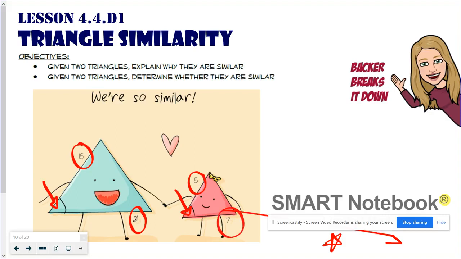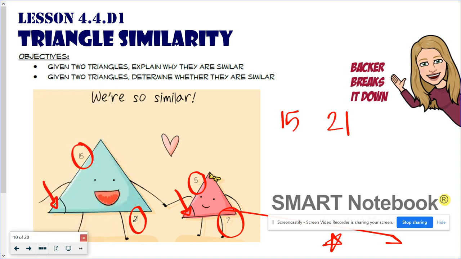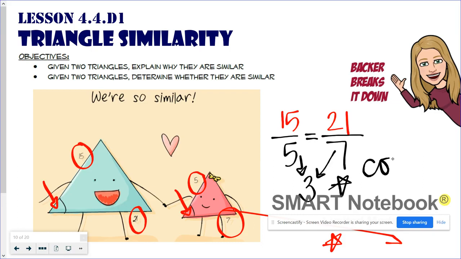Okay, so I can take a look at my corresponding sides. If I list them out from shortest to longest, I have 15 and 21 from the blue triangle, and then in the pink triangle, I have 5 and 7. So the question is, are these two ratios equal to each other? And so I simplify them, and 15 over 5 reduces down to 3, and so does 21 over 7. And that proves that they're corresponding and proportional, right?